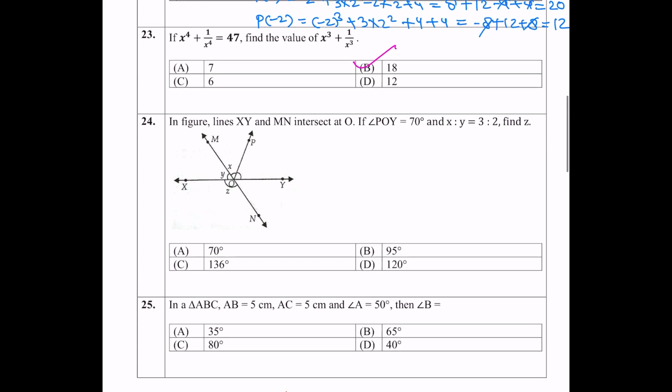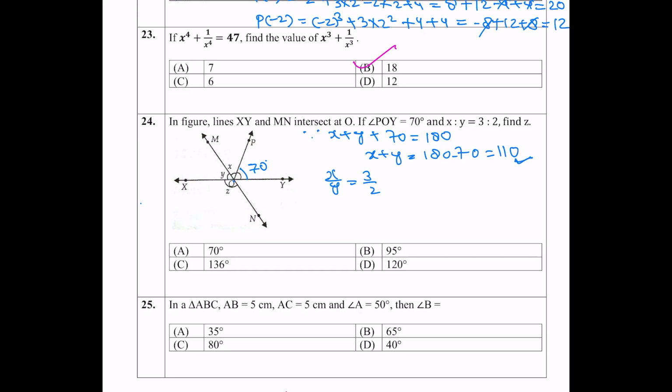Now here in question number 24, in the given figure XY and MN intersect at the point O. This angle POY is given as 70 degrees. So we can write here, since x plus y plus 70 is equal to 180 degrees, x plus y is equal to 180 minus 70, which is equal to 110. Now the ratio of x to y is given as 3 to 2. It means x by y is equal to 3 by 2. So basically 110 we have to divide among x and y.